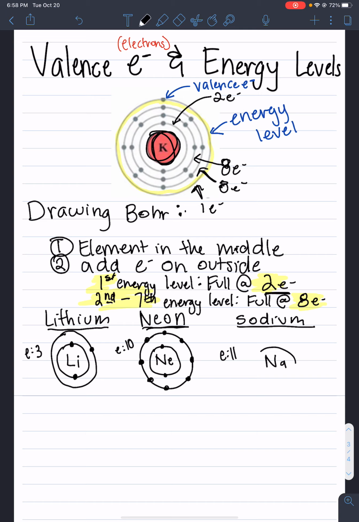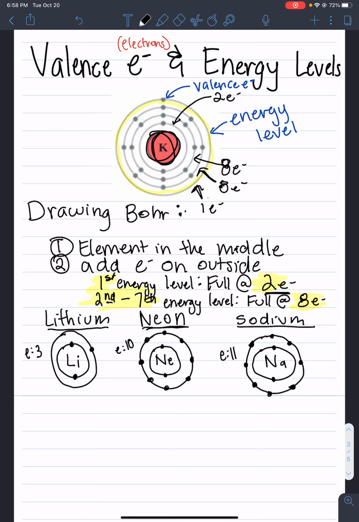So let's draw our first orbital around sodium. So we're going to have 1, 2. That's 2 electrons. Let's do a second orbital. We can do all 8 since 2 plus 8 is 10. Alright, so right now we have 10 electrons. We can count them up to see. 1, 2, 3, 4, 5, 6, 7, 8, 9, 10.